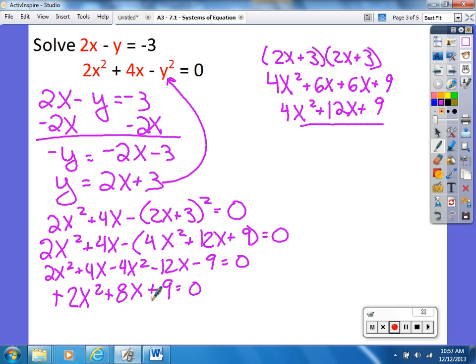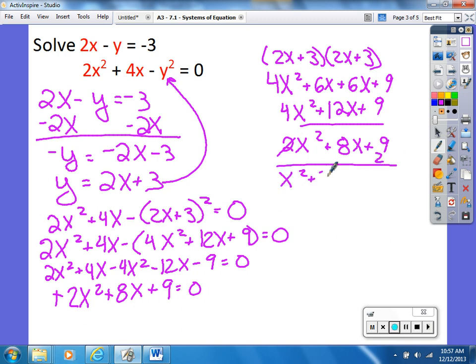Now I have to factor that. Can I factor that? Yeah? You remember how to factor that? Yeah. Bednar. Good old Bednar. So I'm going to do that work up here. 2x squared plus 8x plus 9.